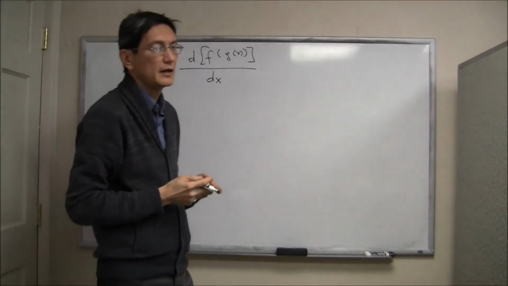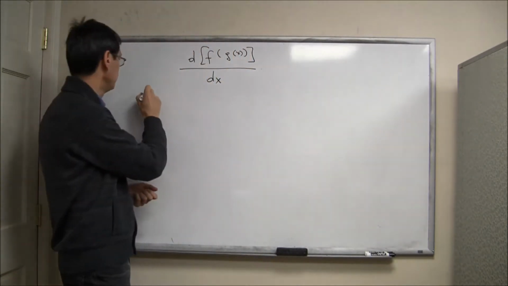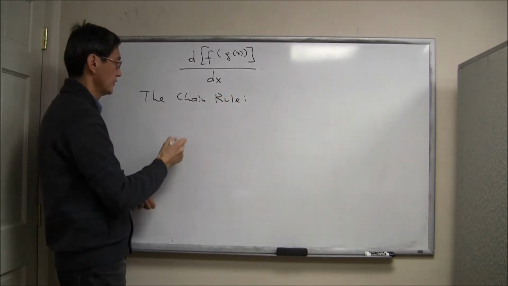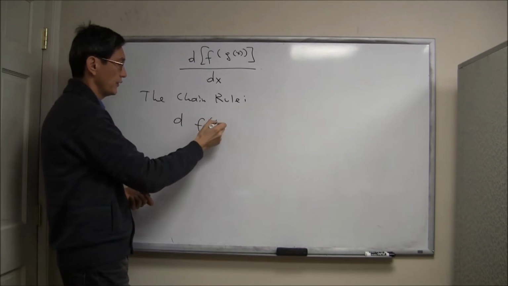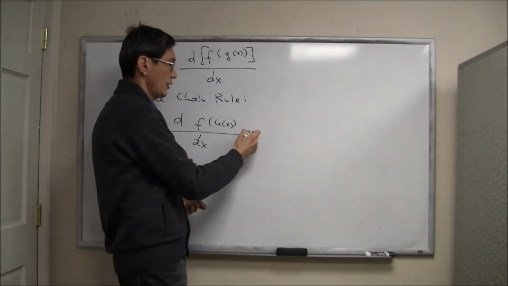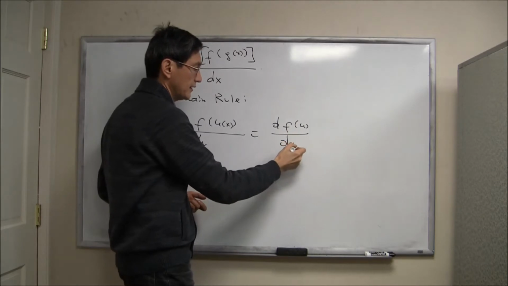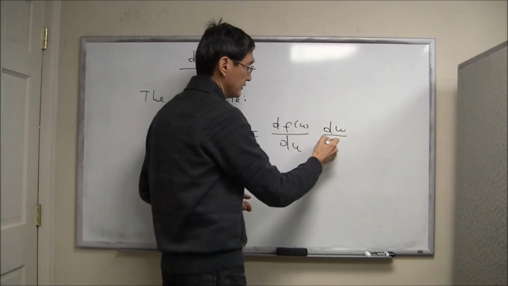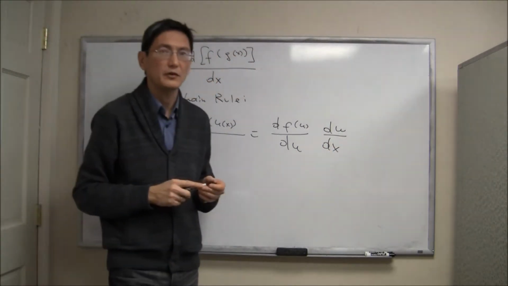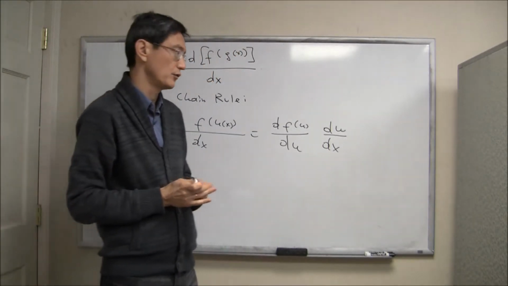If we want to take the derivative of a composition of functions, we'll need to use the so-called chain rule. So the chain rule: if we want to take the derivative of the composition f of u of x, what we do is we take the derivative of the outside function with respect to the inside, and we take the derivative of the inside with respect to x. That's the chain rule. And I'm going to show you a couple of examples on how to use the chain rule to take the derivative of a composition of functions.